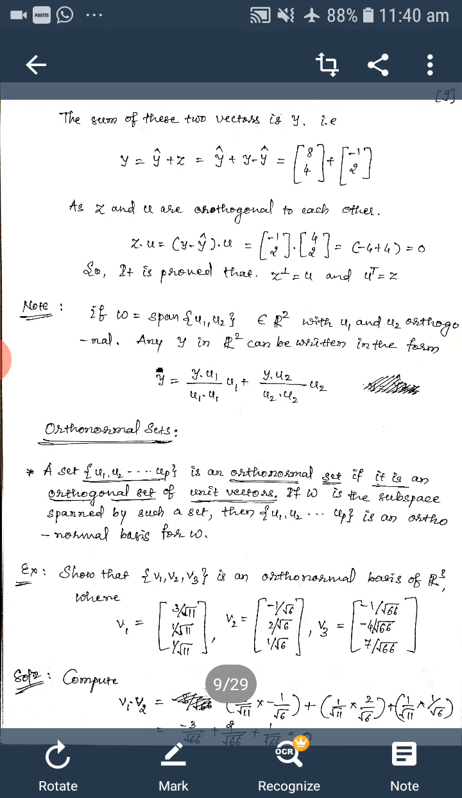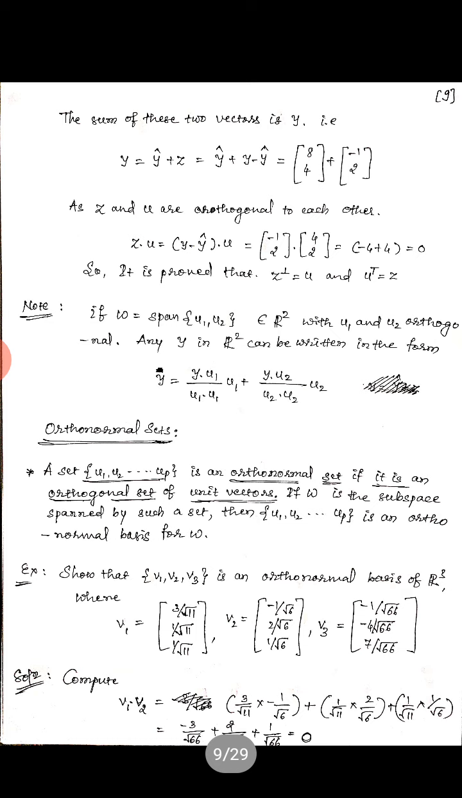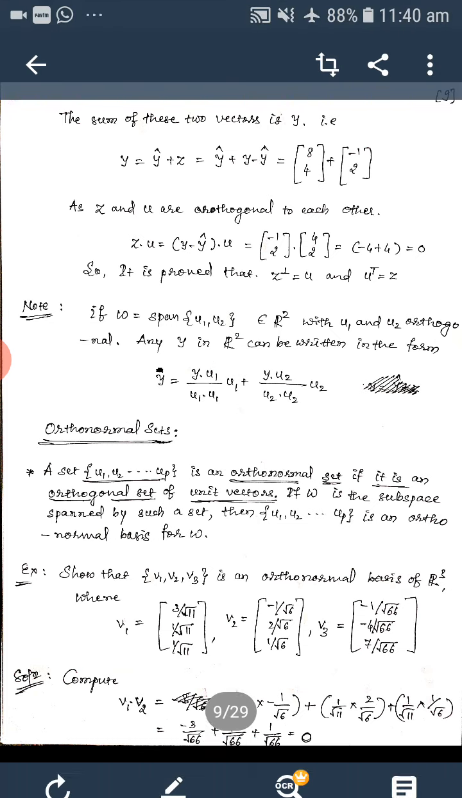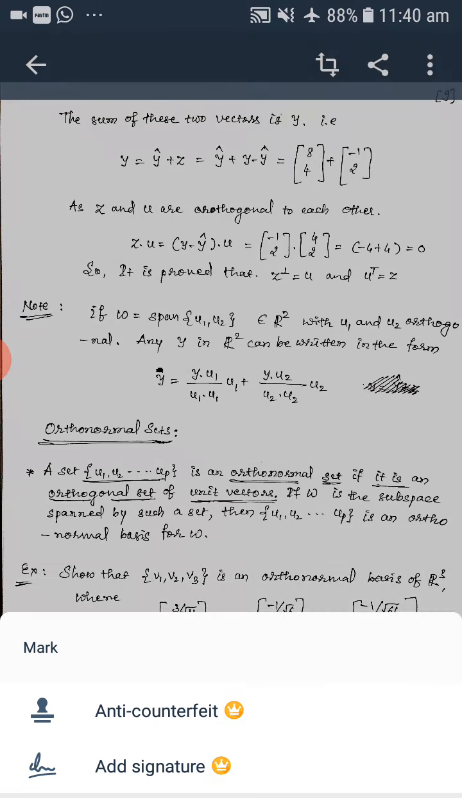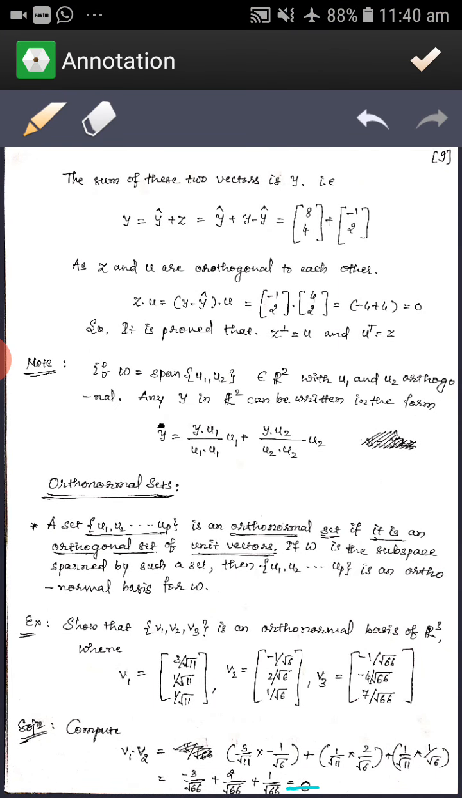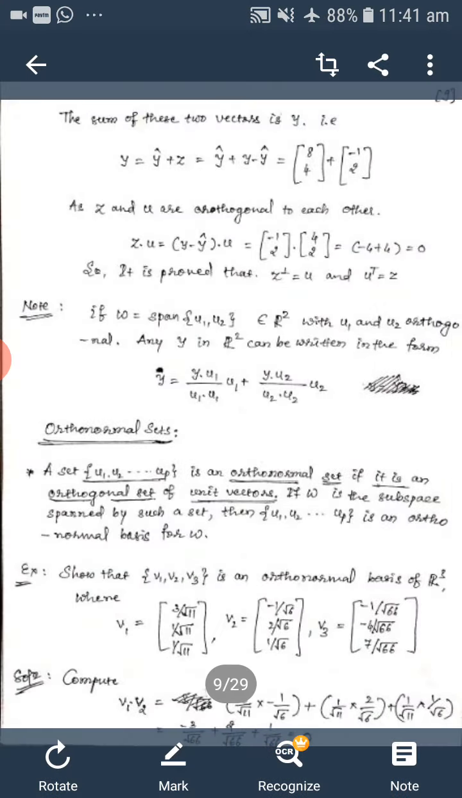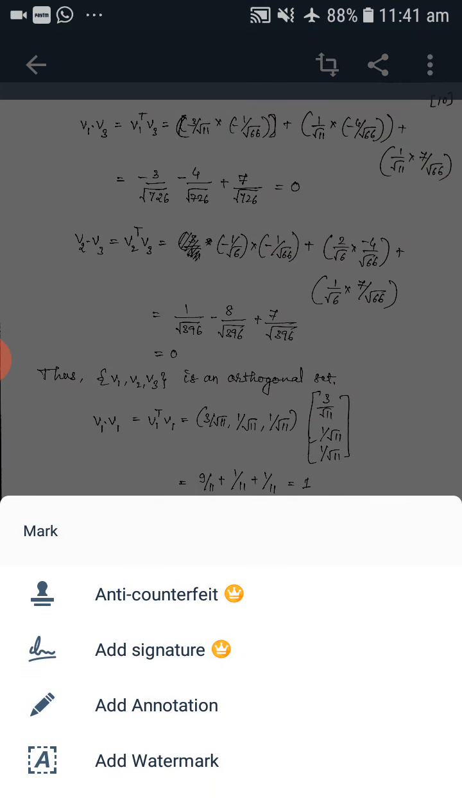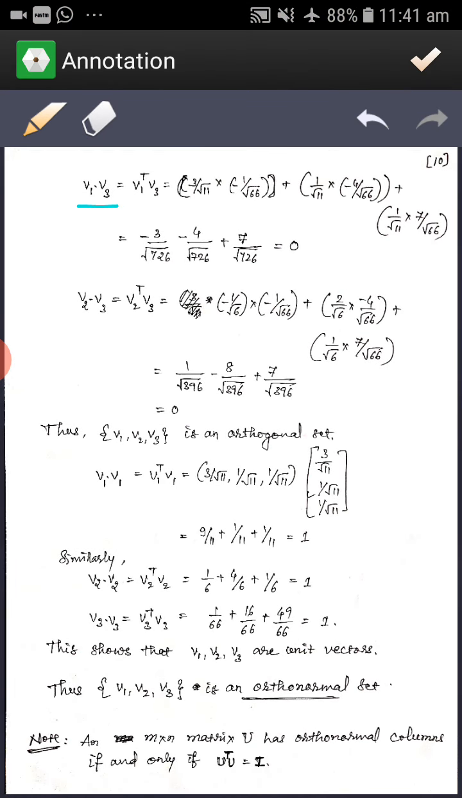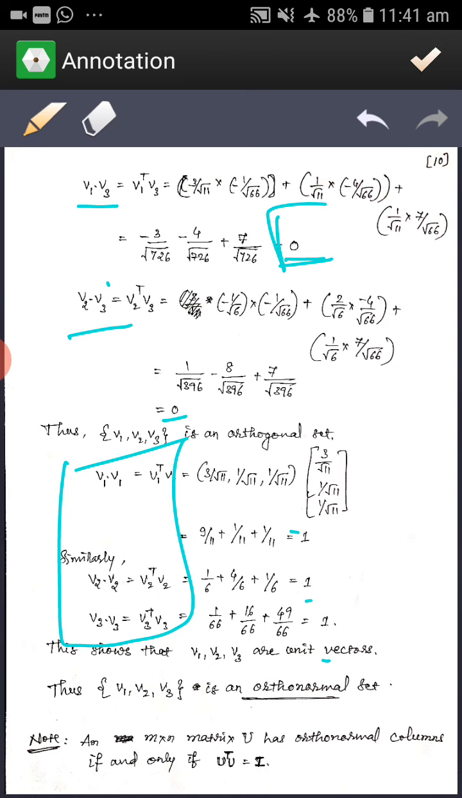So v1 dot v2 should be 0. You can see here that v1 dot v2 we are getting 0. Similarly, we are getting v1 dot v3 as 0 and v2 dot v3 as 0. So first we need to check whether they are unit vectors. If they are unit vectors, then we calculate the pairs, which should come as 0. Once we get all these results, we say that v1, v2, v3 are an orthonormal set.